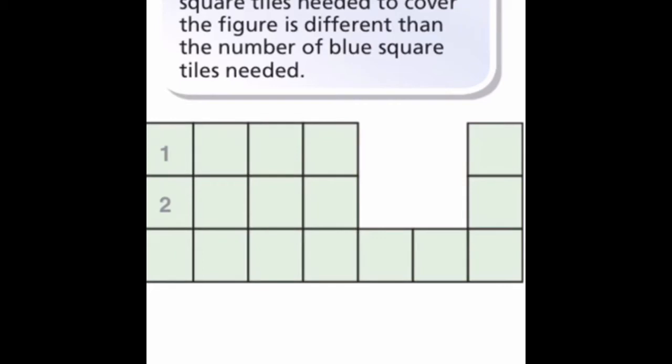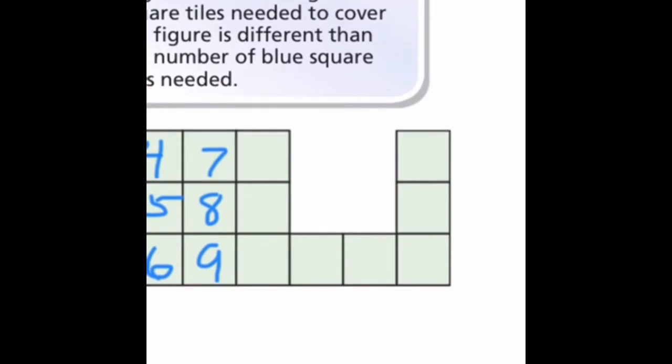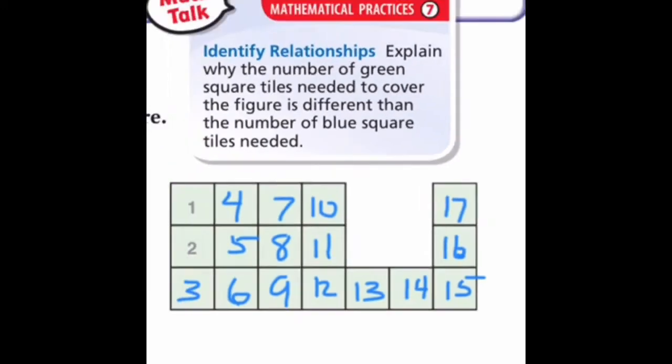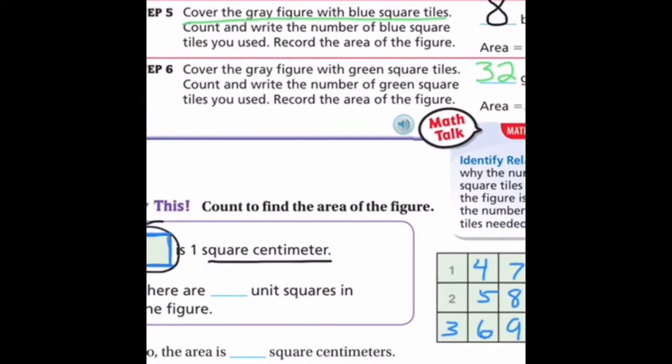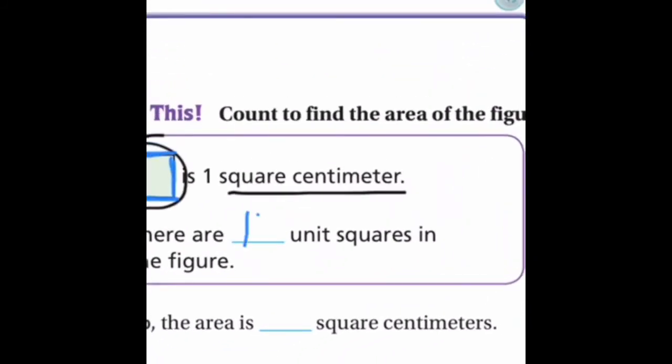So they did the first two for us. There's 3, 4, 5, 6, 7, 8, 9. I like to write the numbers in so I don't lose track. Sometimes my memory is not the best. 10, 11, 12, 13, 14, 15, 16, and 17. So there are 17 unit squares.